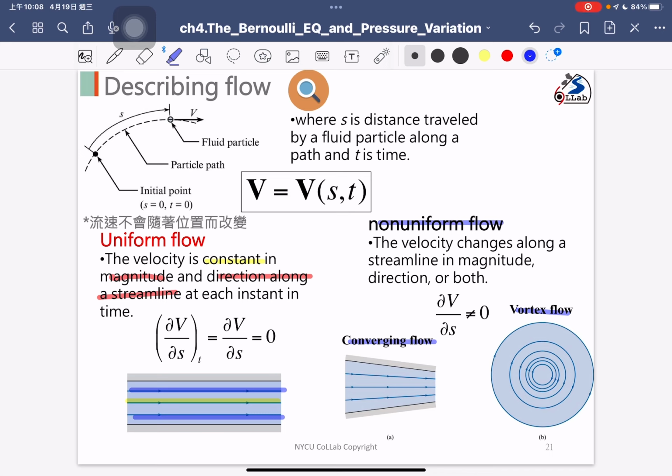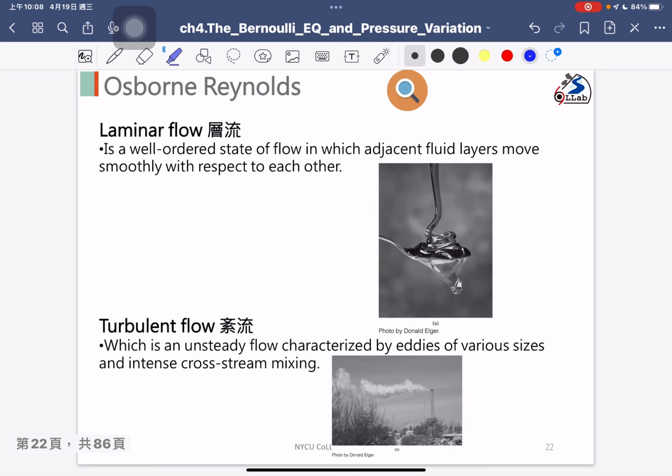So the idea is very simple. For the mathematical representation of the uniform flow, the velocity doesn't change with the location, so the gradient is equal to 0. Okay? So it's very easy to identify if it's uniform or non-uniform flow. And we will have the laminar flow and the turbulent flow. Sometimes it's very difficult to understand.